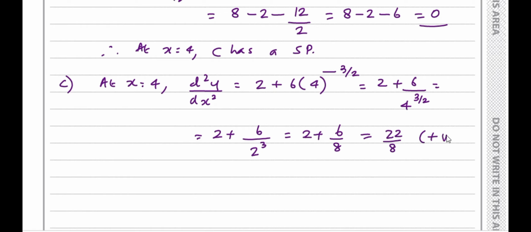And this is positive. As d square y by dx square is greater than 0, it's a minimum point.